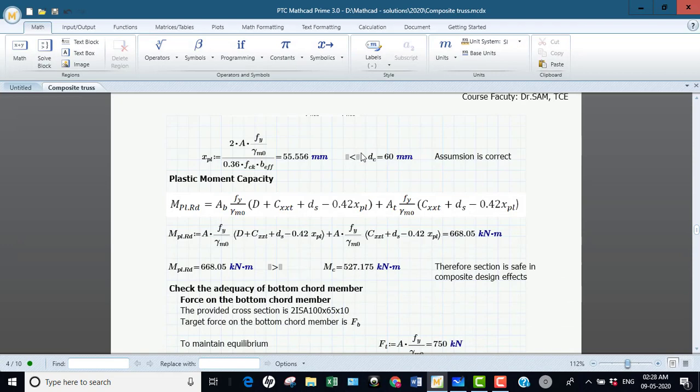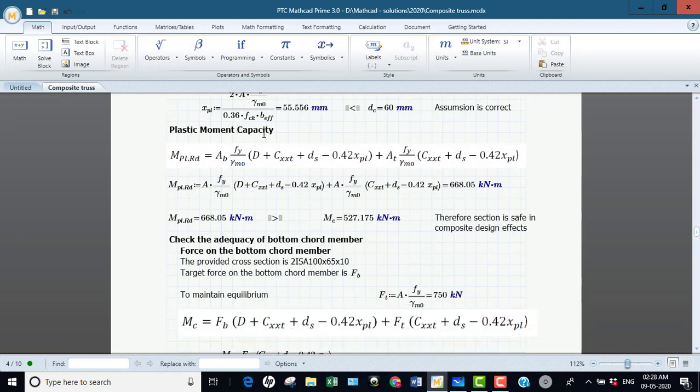So based upon this assumption, I'm going for calculation of moment capacity. The derivation of this plastic resistance expression I have discussed in my earlier videos. Substituting the values in this expression, I got that the capacity of the cross section is 668.05 kilonewton meter. This much moment can be taken by your trial cross section, and it is checked with the moment in the pre-composite stage.